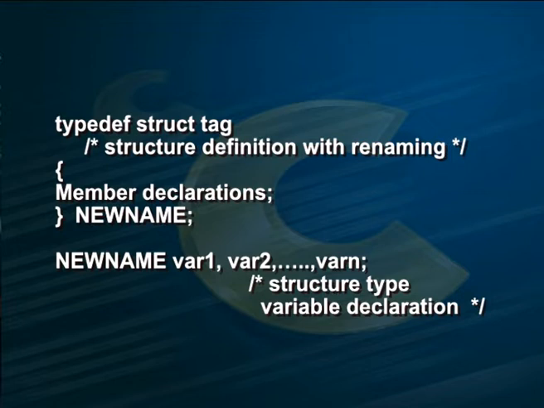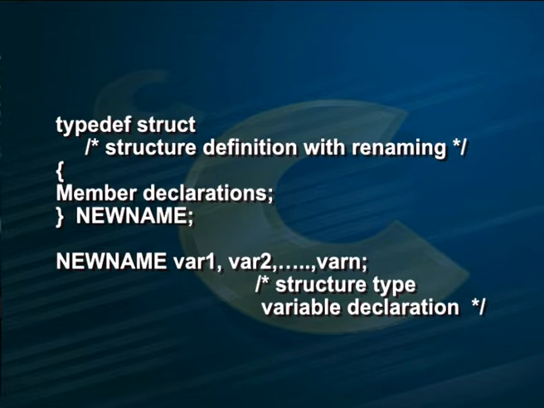In the third type: typedef struct tag, this is the structure definition with renaming, within the braces member declarations, and close the brace and new name; Then new name variable1, variable2 up to variable n; This is the structure type variable declaration. The fourth type: typedef struct, this is the structure definition with the renaming, braces, then member declarations, close the brace, new name; then new name variable1, variable2 up to variable n; This is the structure type variable declaration.